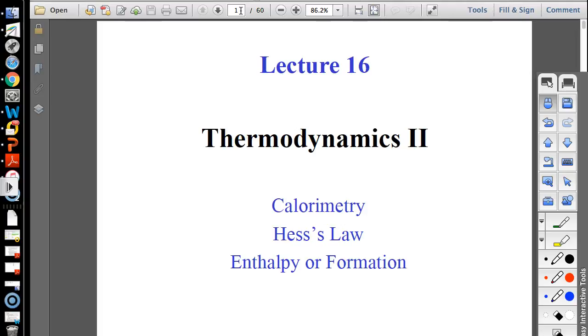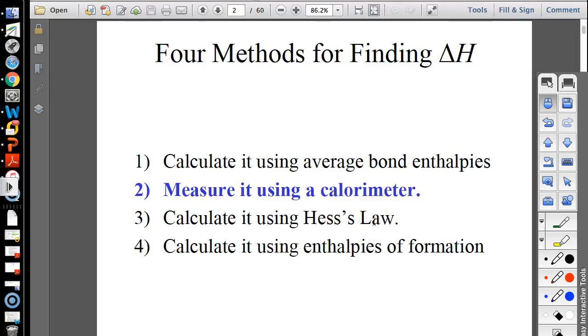All right. So the first way is probably the most straightforward. Remember yesterday, there is no formula for that. When you make a bond, it releases energy. When you break a bond, it takes energy. You get the numbers, you add them up.